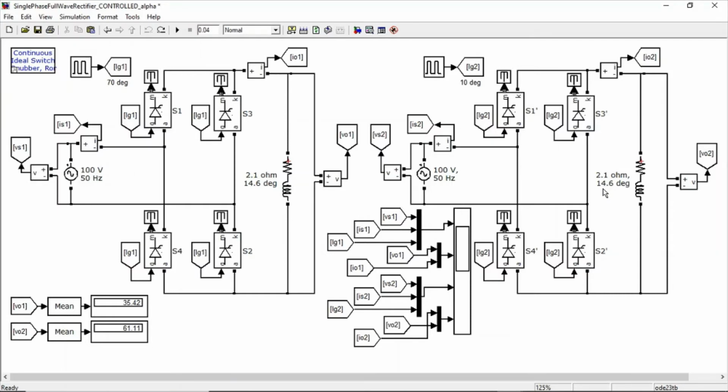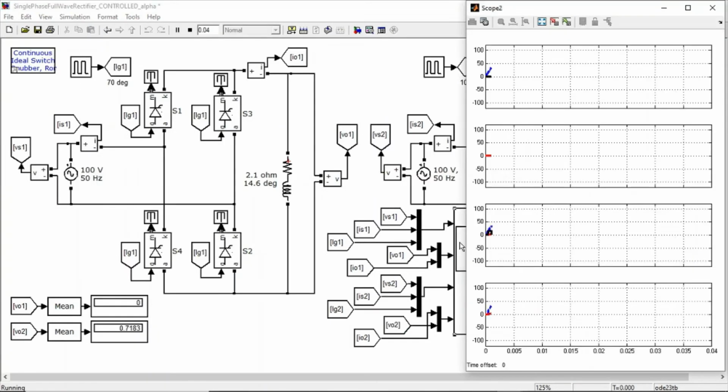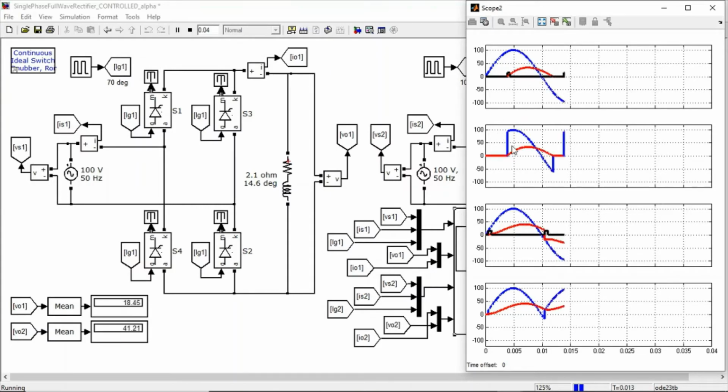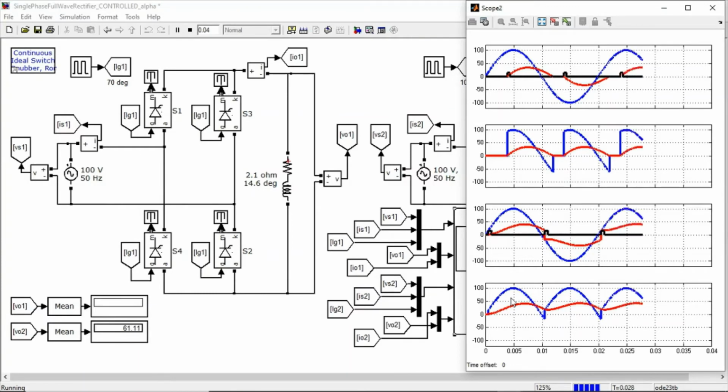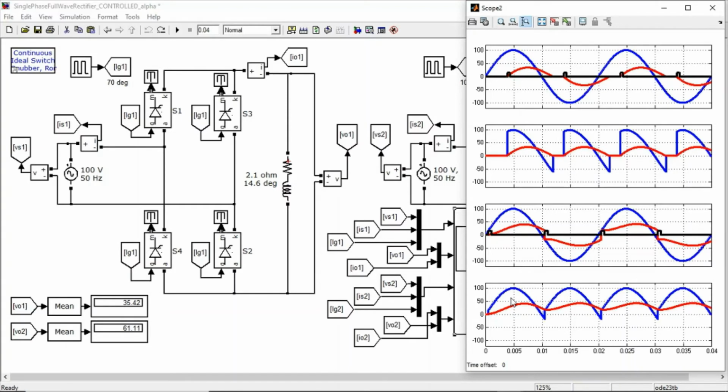Next, we will compare the voltage and current waveforms of both rectifiers. The first and second axes are measuring the input and output waveforms of the left rectifier, while the third and fourth axes are measuring the input and output waveforms of the right rectifier. Now, I will zoom the output current waveform during the steady state condition.